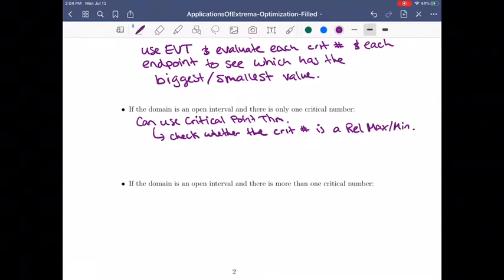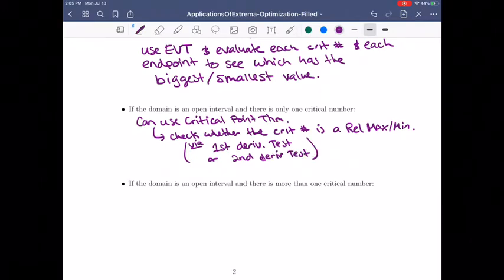Okay, so you can do this via the increasing decreasing method. So the first derivative, actually I should just write first derivative test, or the second derivative test. Okay, so that's how you can classify. If it's the right relative one, then it has to be the right absolute one.